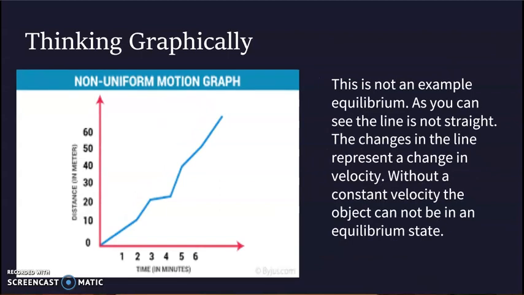This is not an example of equilibrium. As you can see, the line is not straight. The changes in the line represent a change in velocity. Without a constant velocity, the object cannot be in an equilibrium state.